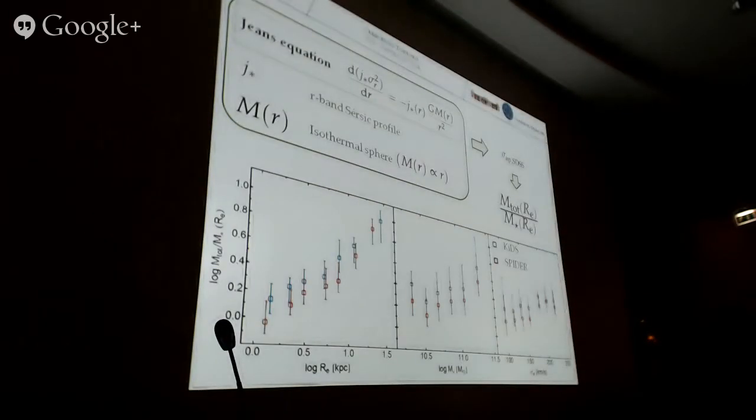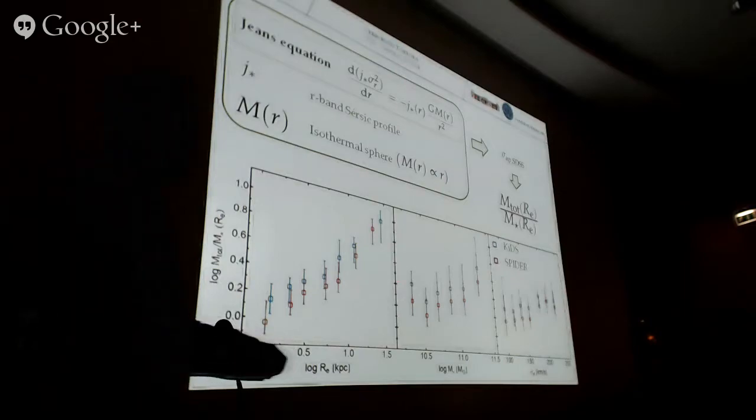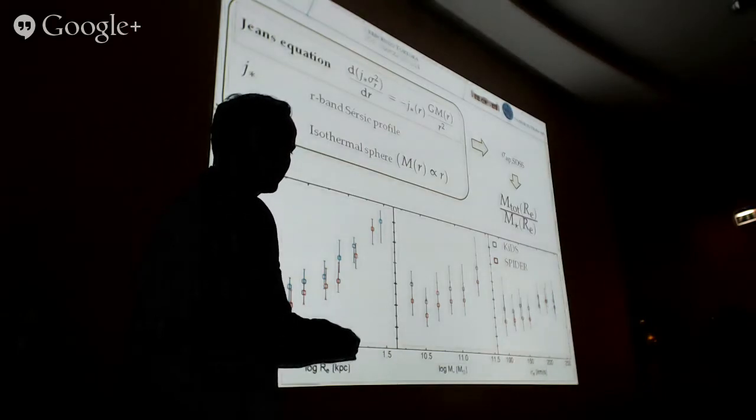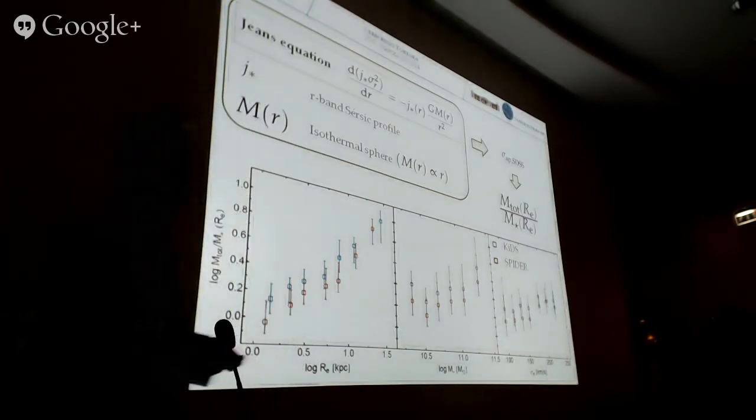And here are the results. These are typical results in this field, with dark matter fraction increasing with size, stellar mass, and velocity dispersion. Here, the two samples, and there are some differences, as you see.